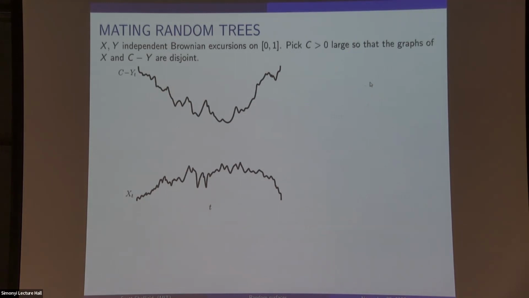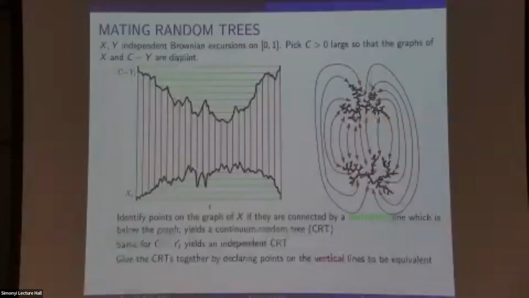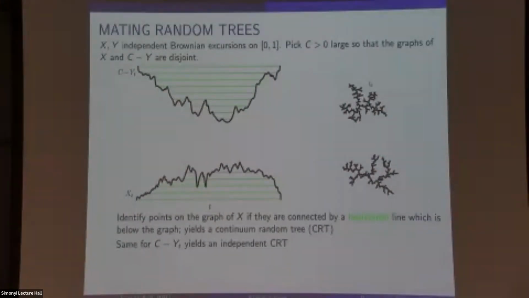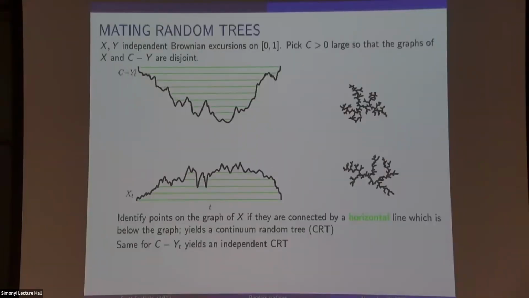Okay, so now I ask, what if I try to glue two of these random trees together? Here I take a Brownian excursion X_t and a constant minus Y_t. Y_t is a different Brownian excursion. And I make the constant big enough so these pictures don't overlap. I glue these two things together and I make these two trees here on the right.